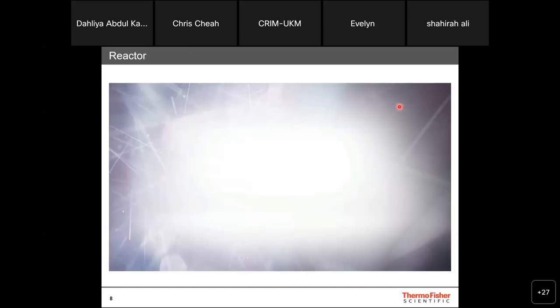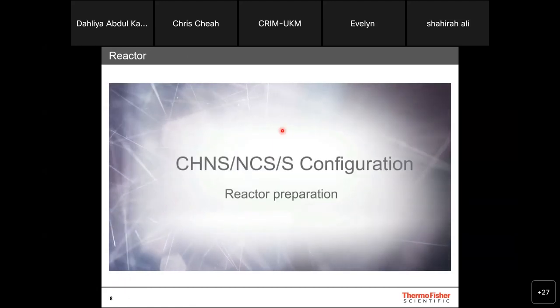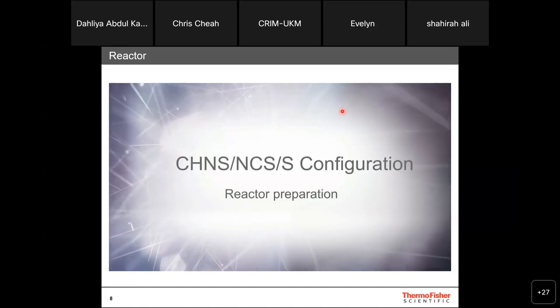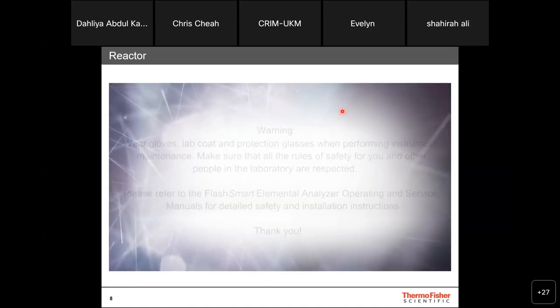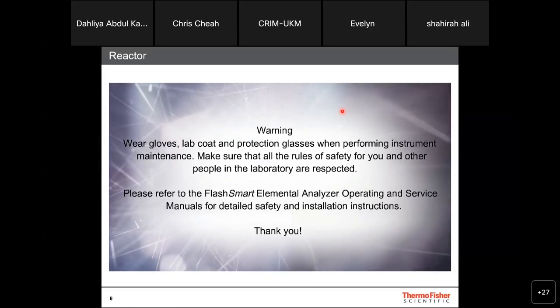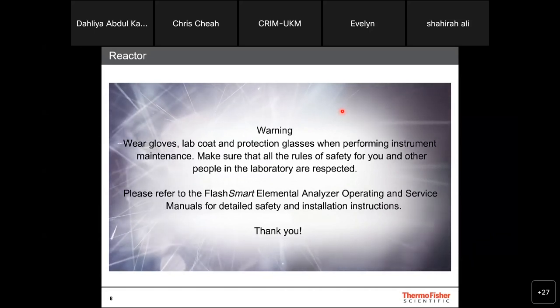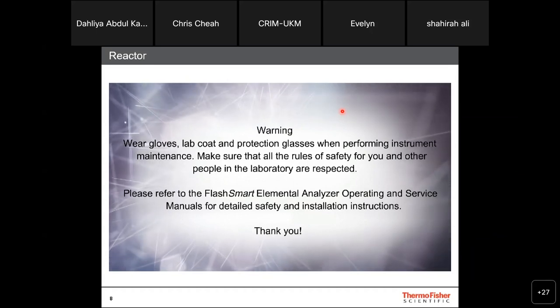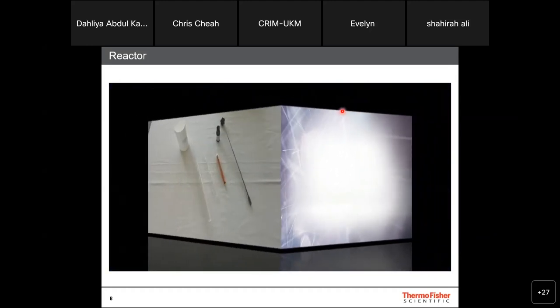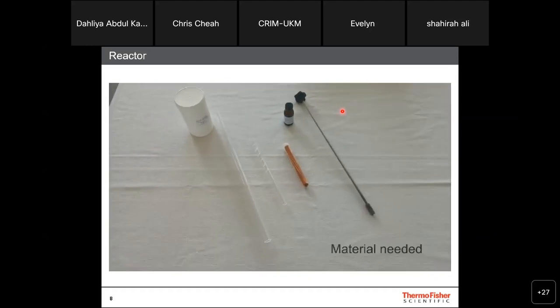Okay, I have a short video to show you how I pack the reactor. So this is one example of how we prepare the reactor. Typically, we will change the reactor every 500 to 600 sample analyses, dependent on sample content.